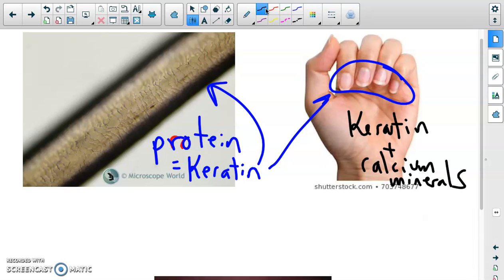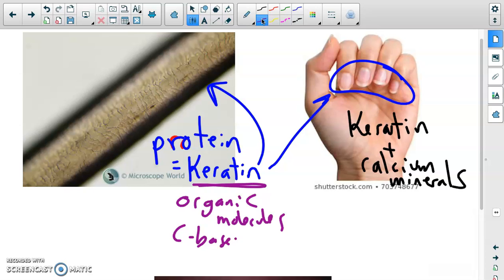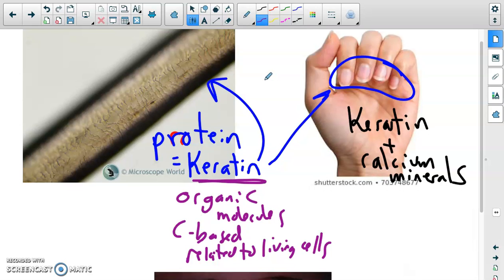And so hair and nails, both having keratin, those are in the category of what we call organic molecules, which means that they're carbon-based and that they are related somehow to living cells. In this case, they are produced by living cells. And if you had a biology class with me, you ought to know how protein is produced through the process of transcription and translation, because the DNA makes protein. Anyway, calcium minerals, these are considered inorganic.